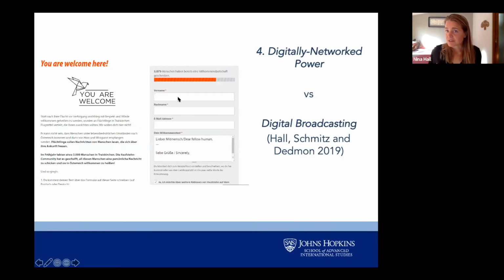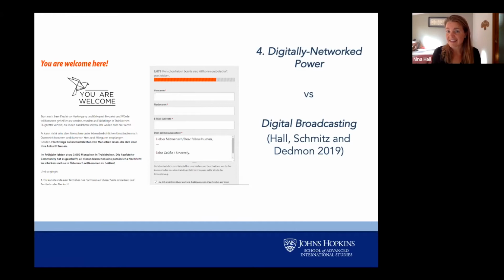And this allows them to generate what I call in the book digitally networked power. And coming back to your question, Stan, Felix, about the different kinds of ways that we think about digital civil society online, I've written an article on this in International Studies Quarterly with two co-authors, Michael Dedman and Hans Schmitz, where we separate out the different ways NGOs use digital tools to do their advocacy.